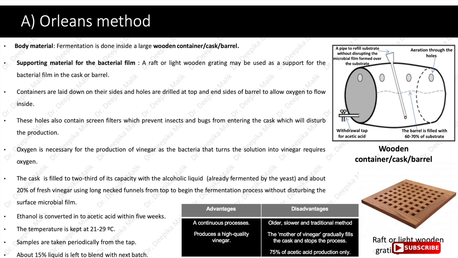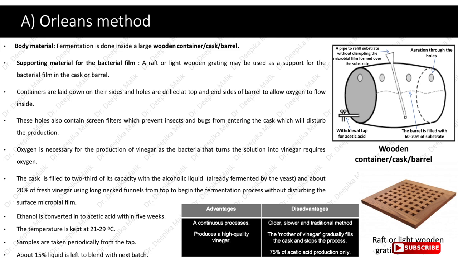For Orleans method, fermentation is done inside a large wooden container, cask or barrel, as you can see in the diagram. A raft or light wooden grating may be used as a support for the bacterial film in the cask or barrel, as you can see in the second image. Containers are laid down on their sides and holes are drilled at the top and end sides of the barrel to allow oxygen to flow inside. These holes also contain screen filters which prevent insects and bugs from entering the cask, which would disturb the production. Oxygen is necessary for the production of vinegar, as the bacteria that turn the solution into vinegar require oxygen. This we have seen already.